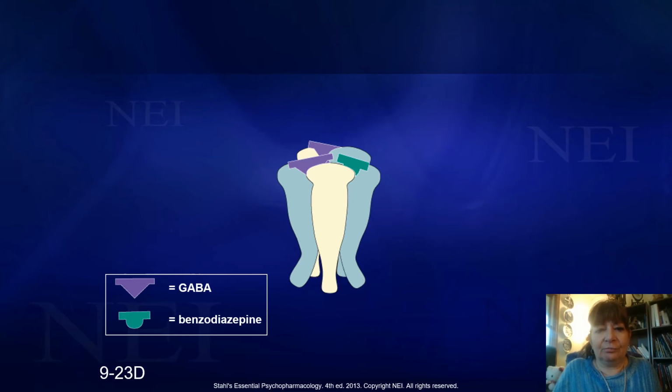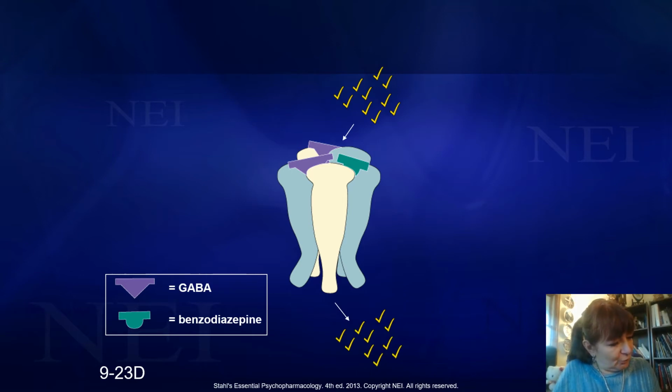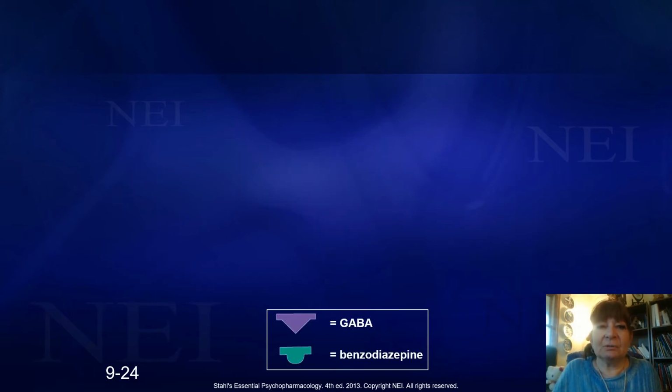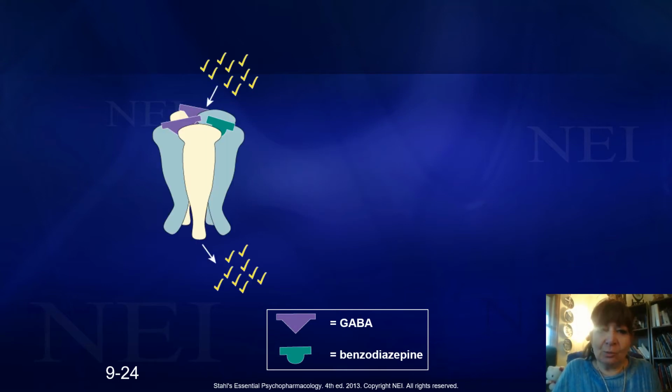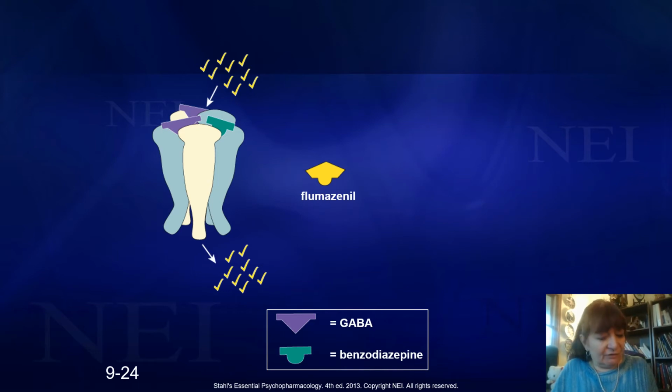And there you go. The GABA is present, the benzodiazepine is added, and we have that chloride channel opening wide and a lot of it going through. Now, if you get an overdose of the benzodiazepine, that person is going to be heavily sedated and may end up in a coma. And a medicine that's used to reverse the action of a benzodiazepine is called flumazenil.